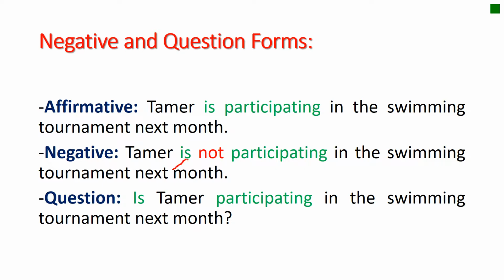Now, to make a question, we simply make a crisscross between the subject and the verb. Is Tamer participating in the swimming tournament next month? It's very important to note this point. Whenever I want to make a question, the verb always comes before the subject. Okay, I invert, just as I did with the crisscross, I invert the places of the subject and the verb, and I get my question.